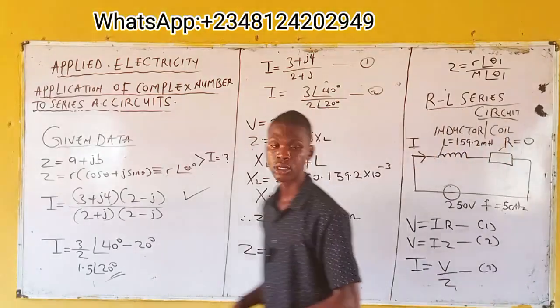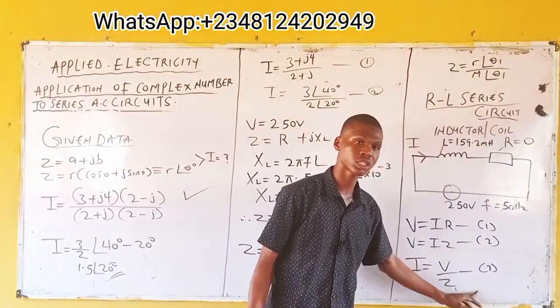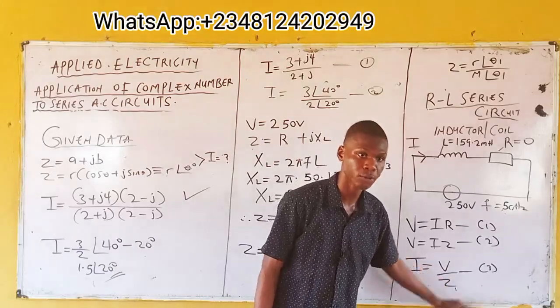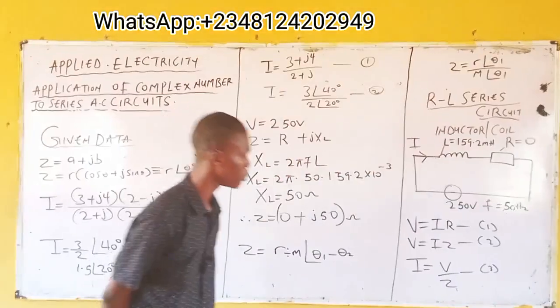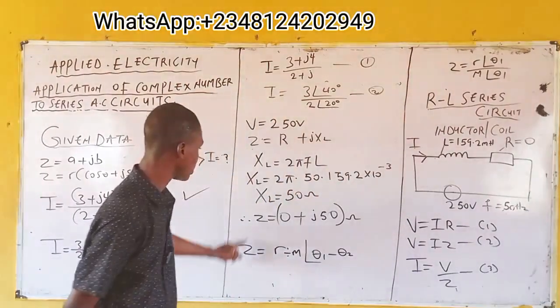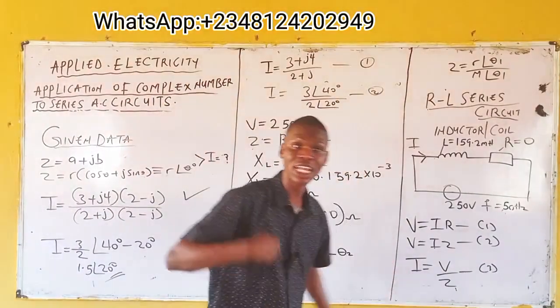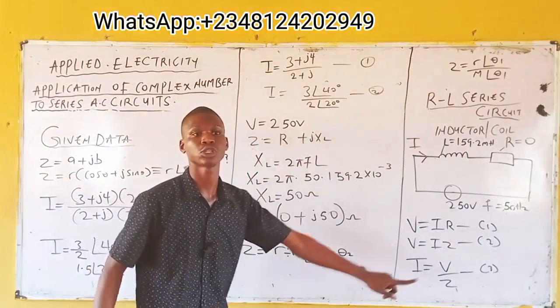Alright, moving on. Any questions so far? You are up to this level. I'm expressing equation 3 to polar form. Now the question is, my v that I already have, how do I express this v in polar form? And how do I express this z in polar form? Now, this z that we've gotten, I can use it directly in equation 3.